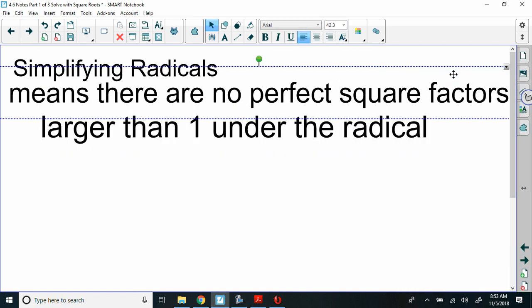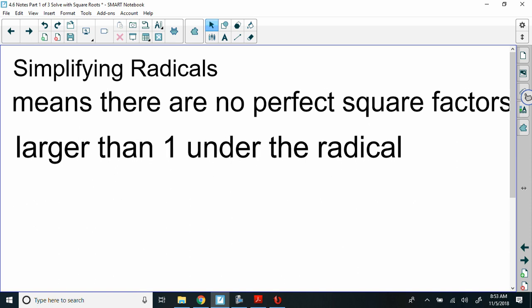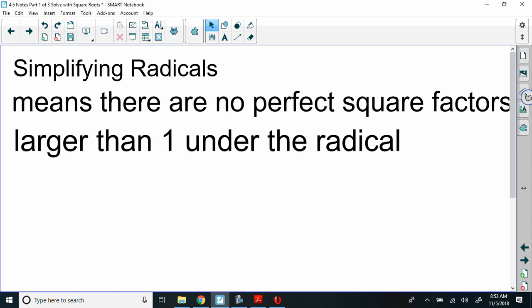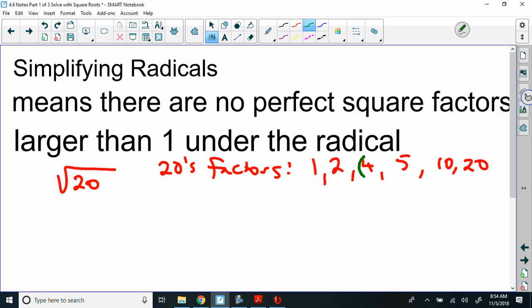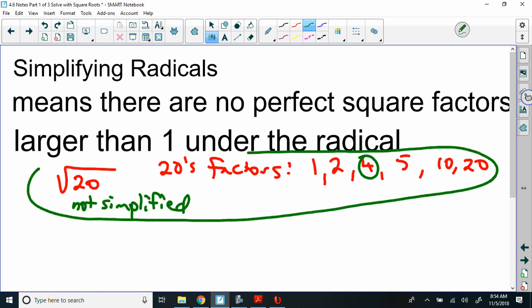When you simplify a radical, it means that there are no perfect square factors larger than 1 under the radical. So in the case of the square root of 20, 20's factors are 1 and 20, 2 and 10, and 4 and 5. Unfortunately, one of them, this 4 right here, is a perfect square bigger than 1. Because of that, the square root of 20 is not simplified, because of that 4.